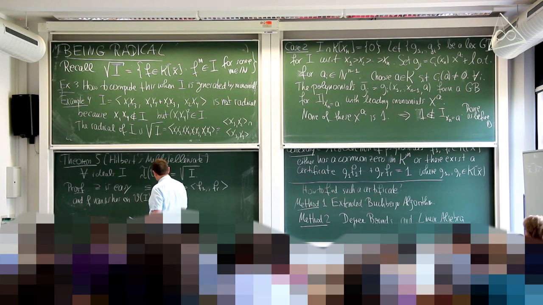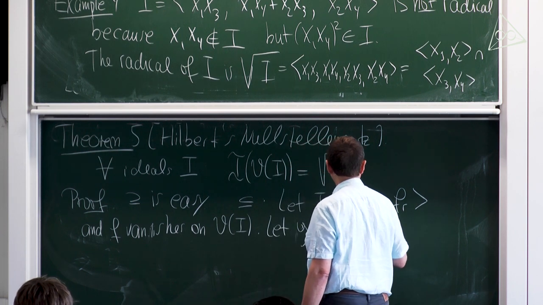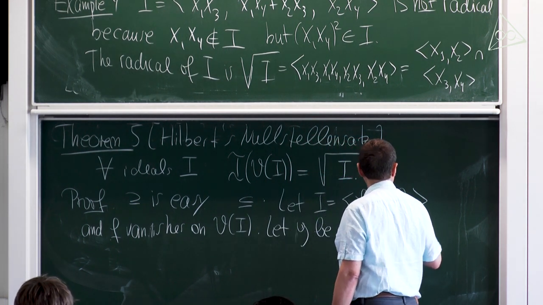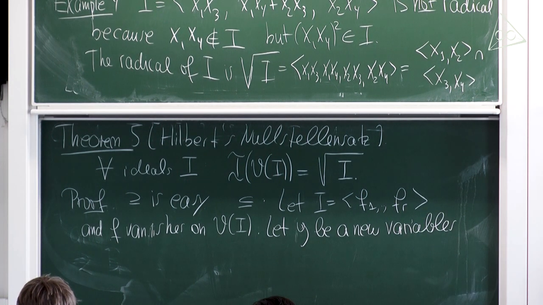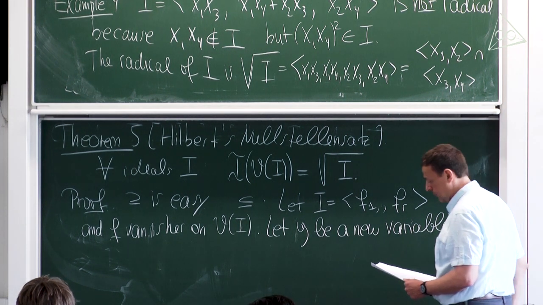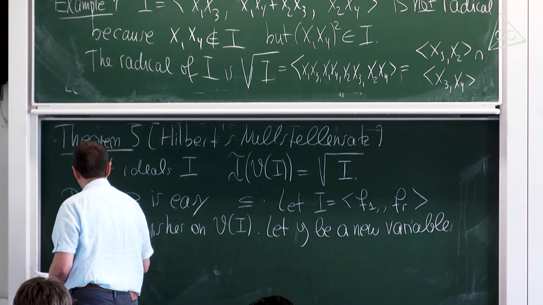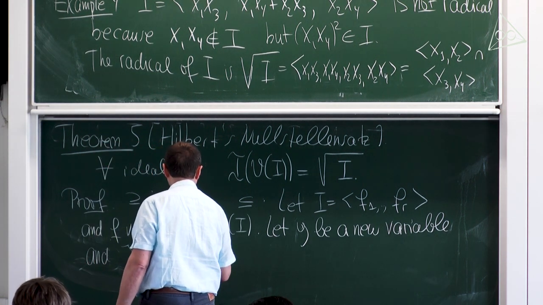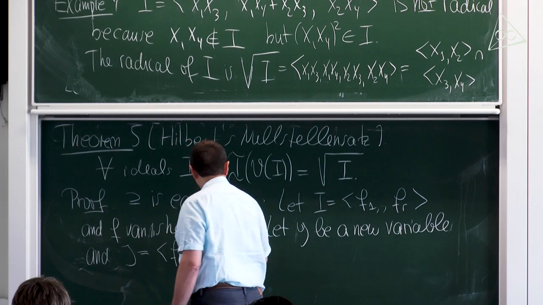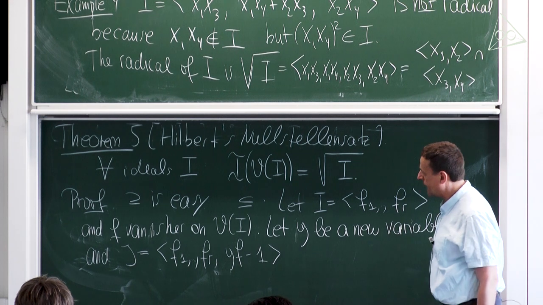Okay, so here's the trick. Let's introduce a new variable, y. So now we have n old variables, x1 up to xn, and one auxiliary new variable, y. Let's look at the ideal J, which is generated by the old generators, f1 up to fr, plus one additional sneaky polynomial, which is y times f minus 1.